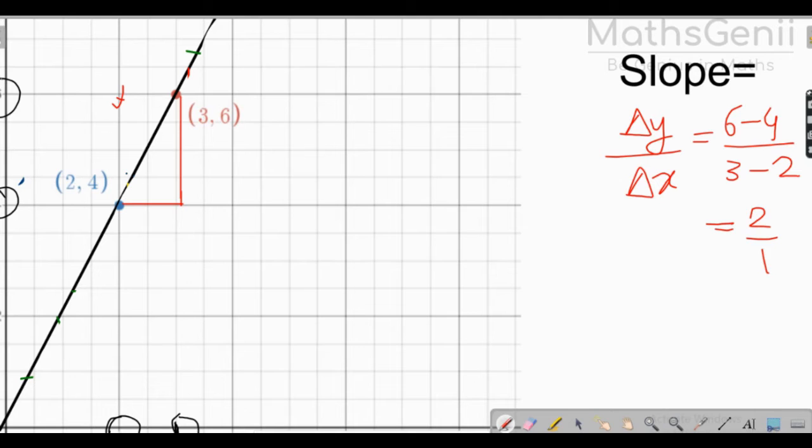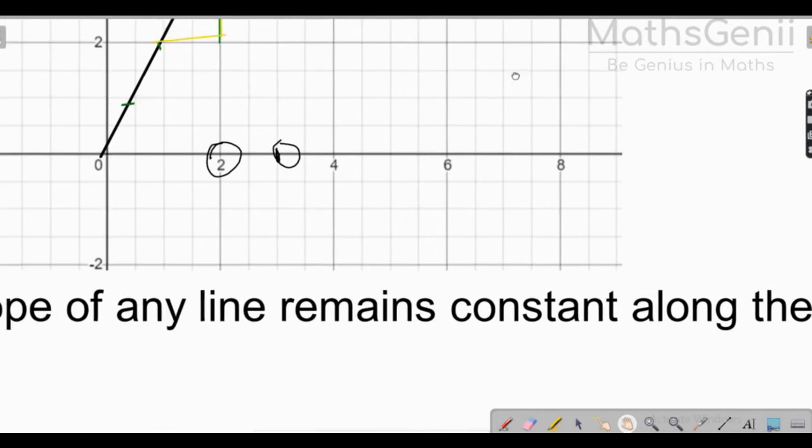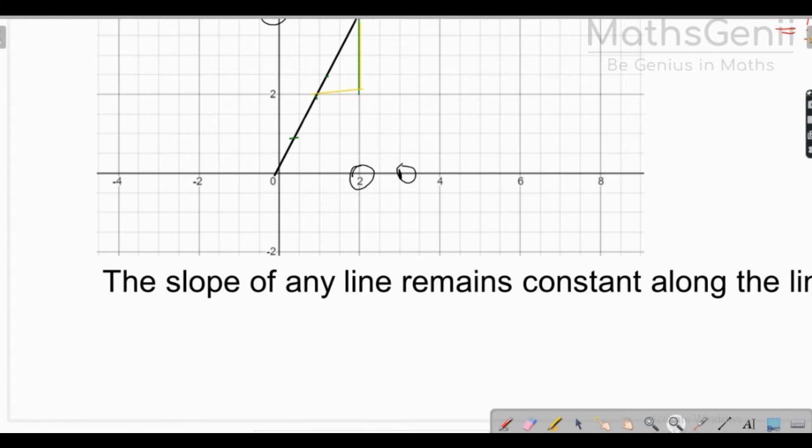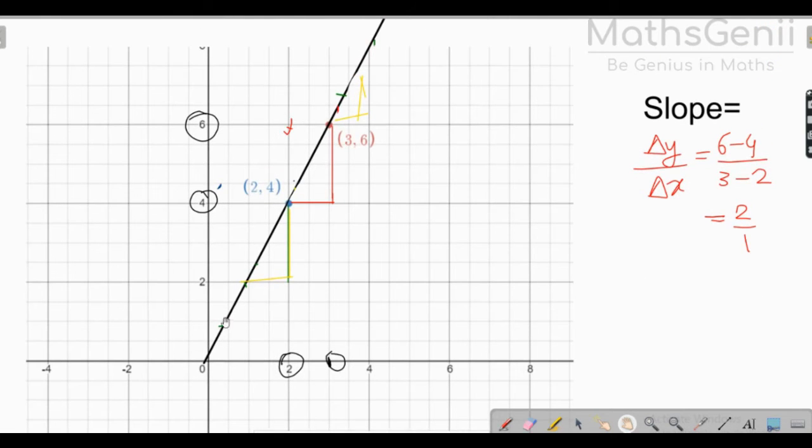Now pay careful attention, the beauty of lines is the slope is constant throughout the line. So even if you find slope using these points, you will still get the slope as 2. If you find using these points, you will still get it as 2. So on the entire line, the slope remains constant. So what is the universal statement? The slope of any line remains constant along the line. For this entire line, the slope is going to be 2. This is the property of line.